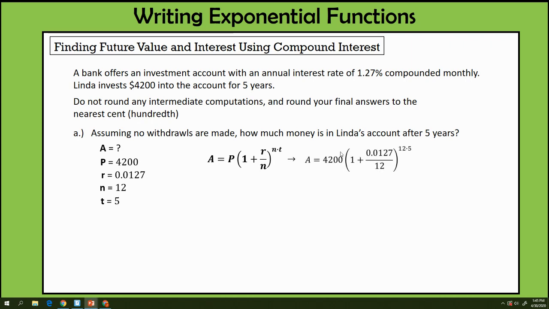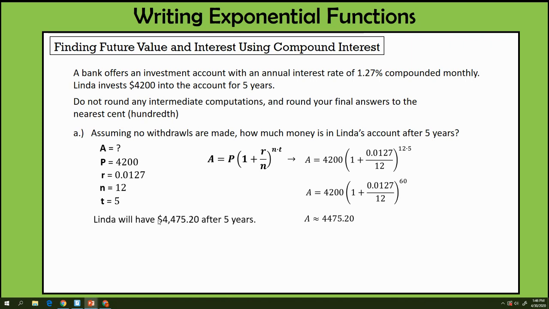Okay, plug it all in. So in place of P, 4,200. In place of the R, 0.0127 divided by 12 to the 12 times 5 power. Okay, like I said, I'm just going to do 12 times 5 is 60. The rest of this is done in a calculator. 0.0127 divided by 12 equals, plus 1, equals. Raise this answer to the 60th power. Hit equals. Multiply by 4,200, and there's your answer. $4,475.20 is how much she'll now have in this account.